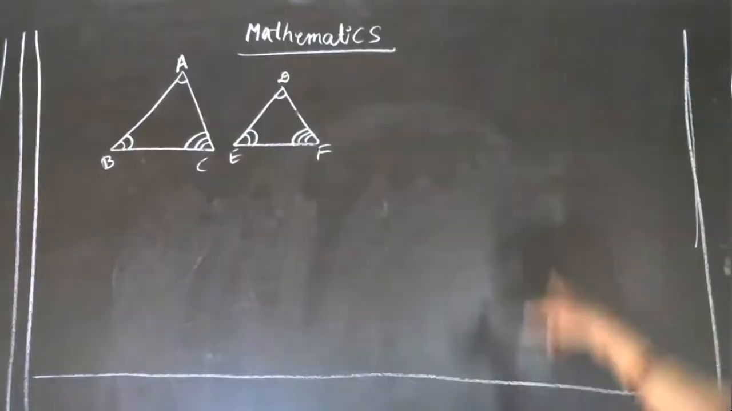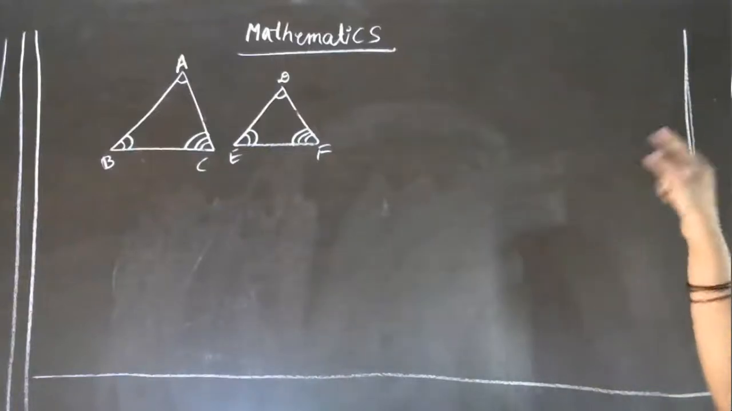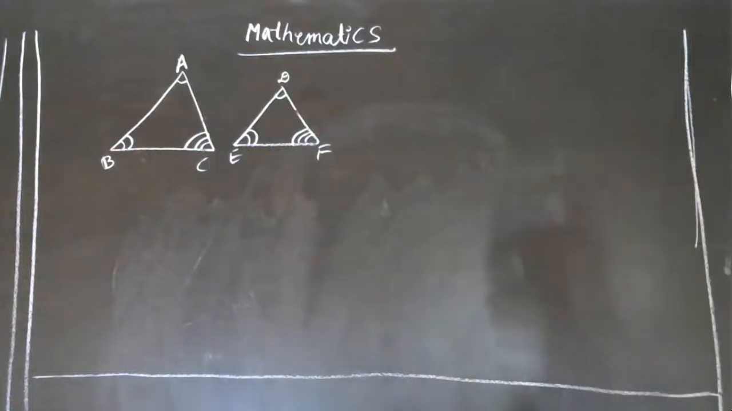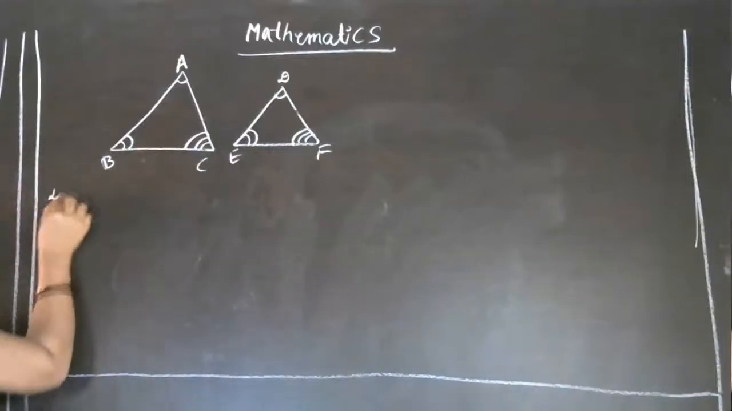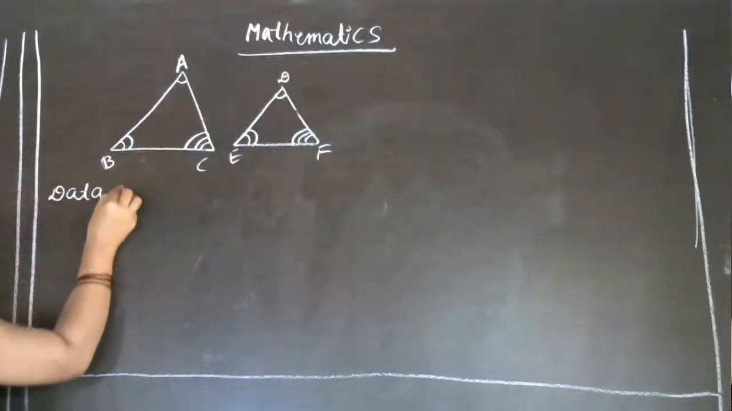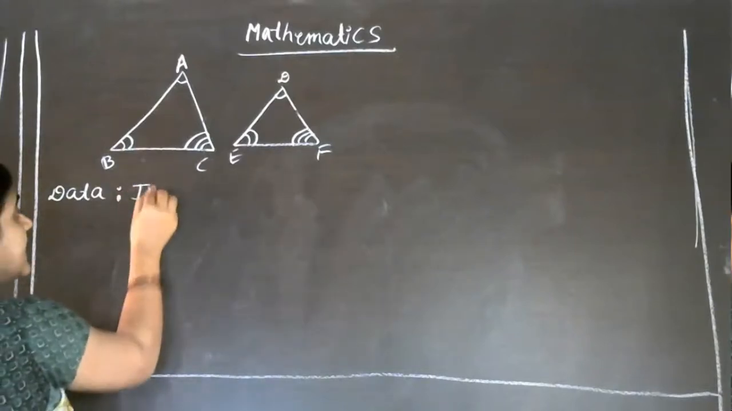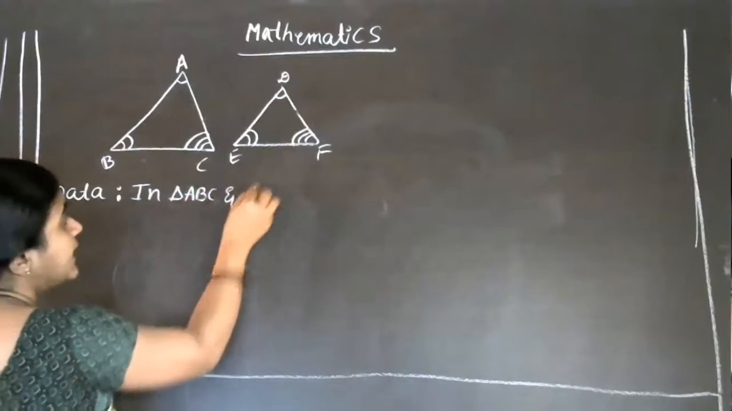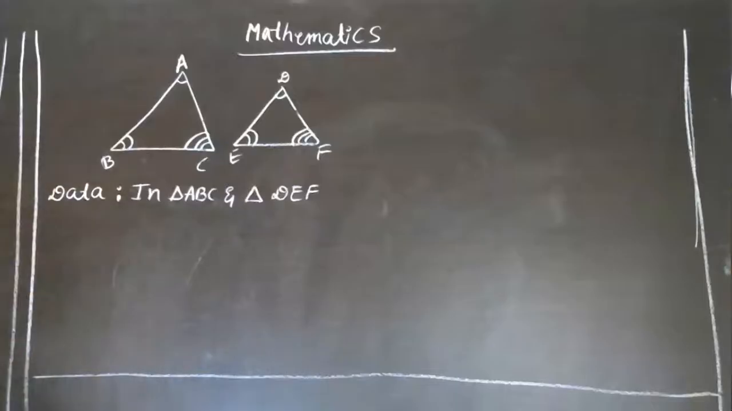The board is clear now. Whatever marking we have, it is visible for you now, students. Then we'll write. What is the given data? After the diagram, the first step is data. That is, in triangle ABC and in triangle DEF.